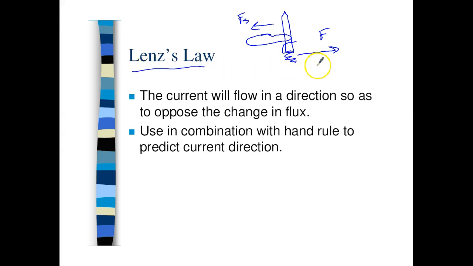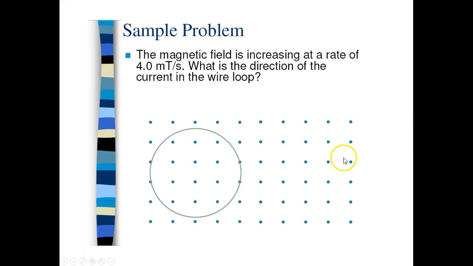If I have a change in the magnetic field, okay, so if I have a change in the magnetic field in this direction, then this rubber band type of thing will help to oppose that change in flux. We can use that in combination with the right-hand rule to predict which way our current will flow. So let's go ahead and try a couple of these.